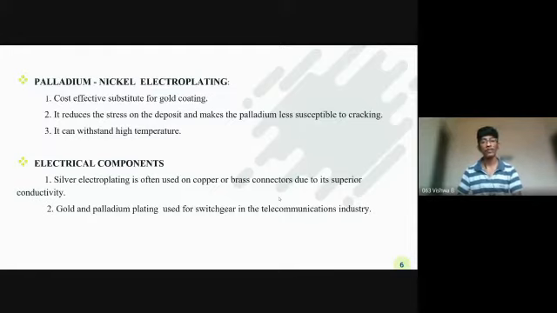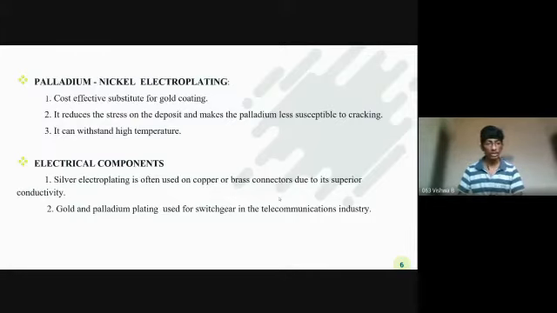But it is prevented by plating with palladium nickel electroplating, and it can also withstand high temperature. In electric components, silver electroplating is often used on copper and brass connectors due to superior conductivity. Copper also has conductivity, but silver has more superior conductivity than copper.